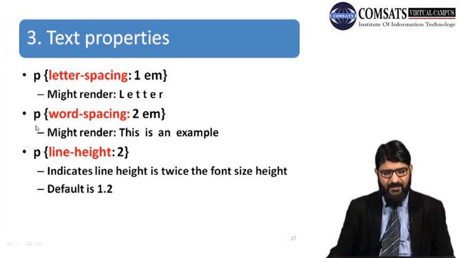Now consider word spacing. For word spacing 2 em is given, that is the width of capital letters. So it will render just like this. First word is this and then a spacing, that is 2 em word spacing added, is a word, then spaces, and then again spaces for word, and an example is given.